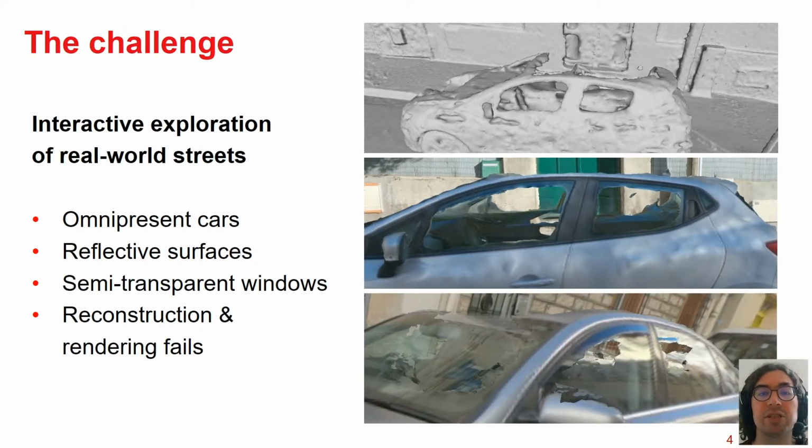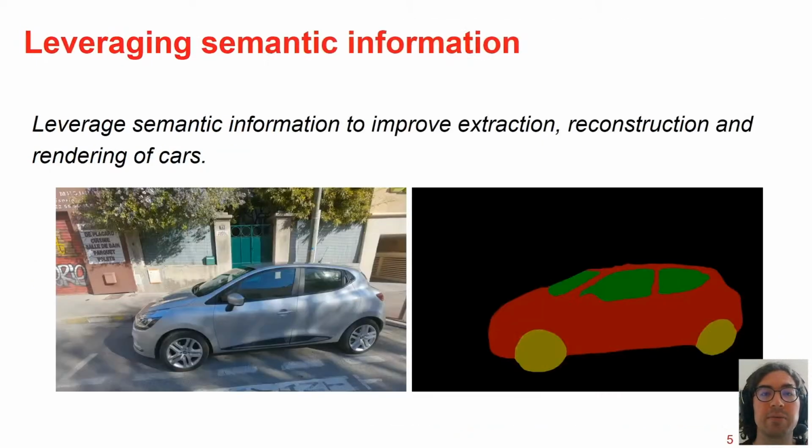We wanted to tackle this specific problem, and we realized that there is another task that has been applied a lot on street scenes, and that is semantic labeling. We thus tried to leverage semantic data to improve our reconstruction and rendering process, still focusing on cars.